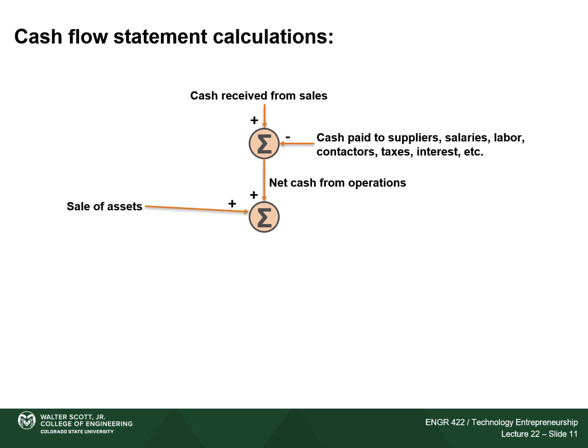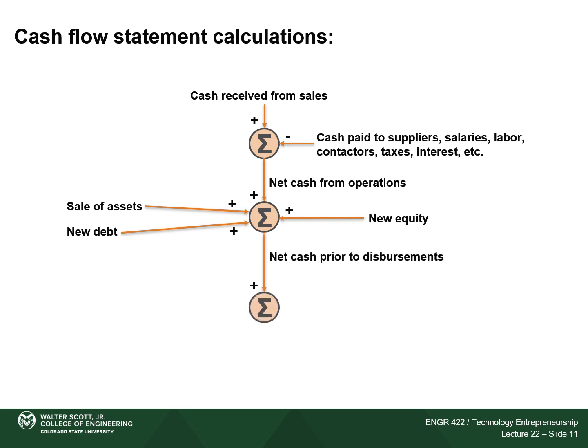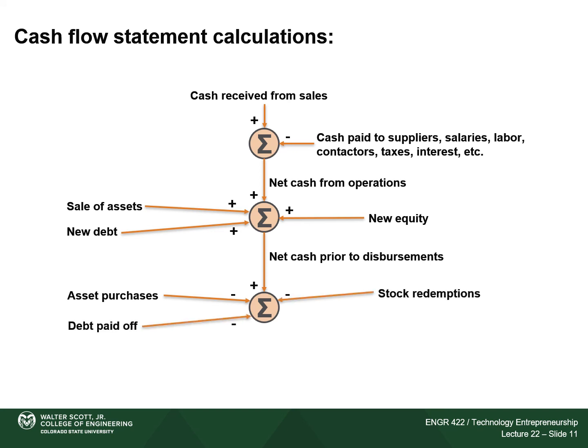Then from your cash from operations, you could end up with more cash if you sold assets, if you got more loans, i.e. new debt, if you got more investment from outsiders, i.e. new equity, and that then identifies how much cash you have before you disperse any cash. Finally, what you can do is you can use the cash that you have in the business to purchase assets, to pay off debt, to buy back stock from stockholders, or to pay out dividends to stockholders. And the result is your net change in cash.